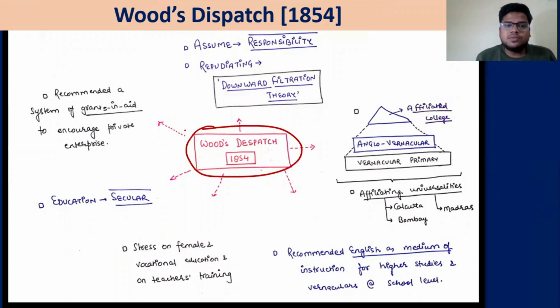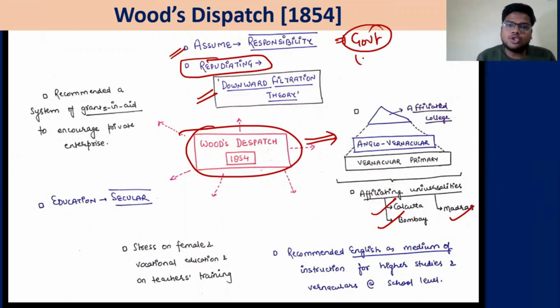Okay, so Wood's dispatch, if you see, this was the theme. This is the overall everything. So affiliated universities at Calcutta, Bombay, and Madras. So they repudiated this downward filtration theory. They say that the British government should accept the responsibility of educating the Indians, because now they are the ones who are ruling the place.